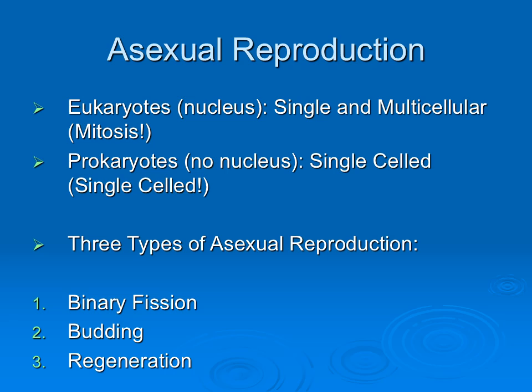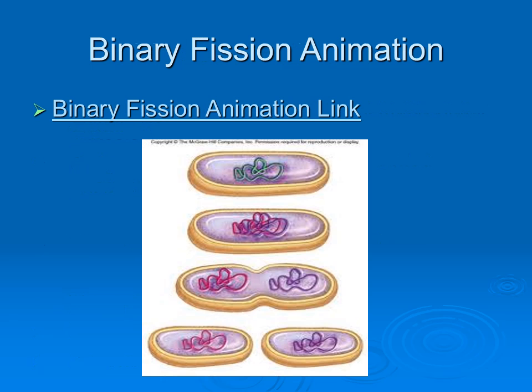So there are three types of asexual reproduction. There's binary fission, budding, and regeneration. And we're going to go back to eukaryotes and prokaryotes when I talk about each of the three. So I just wanted to give you a little recap before we get into each of the three types of asexual reproduction. All right, binary fission.